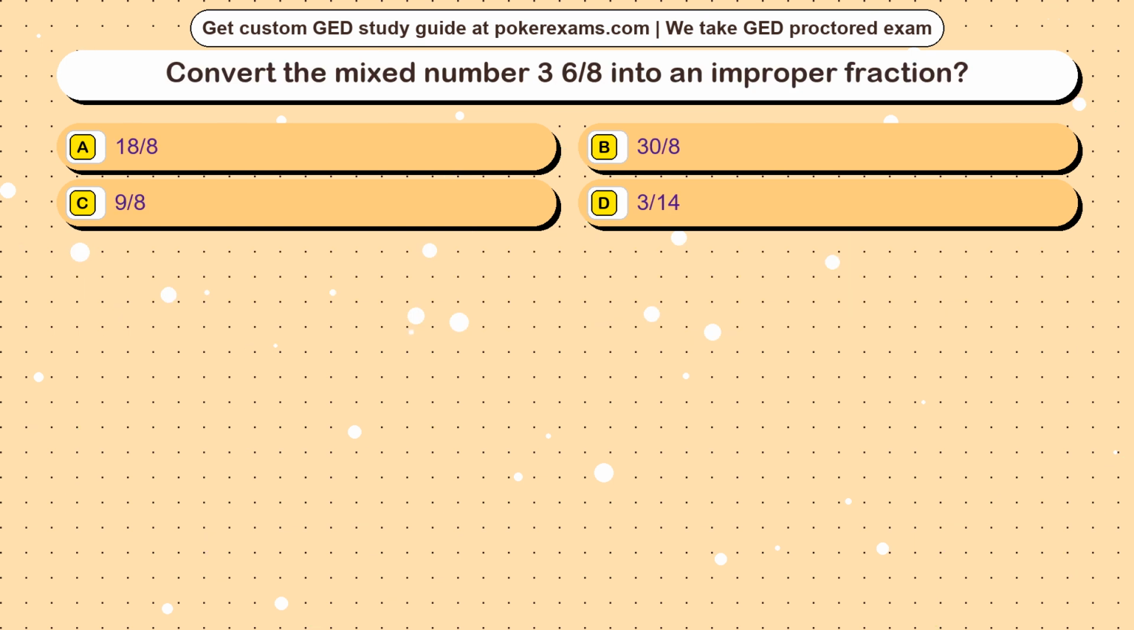Question 11. Convert the mixed number 3 and 6/8 into an improper fraction. Option A, 18/8. Option B, 30/8. Option C, 9/8. Option D, 3/14.